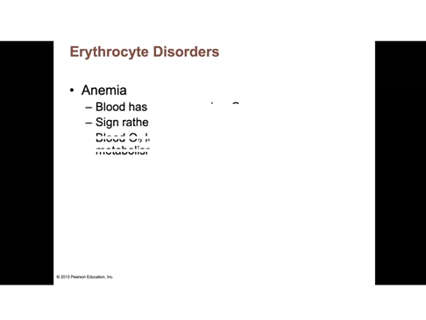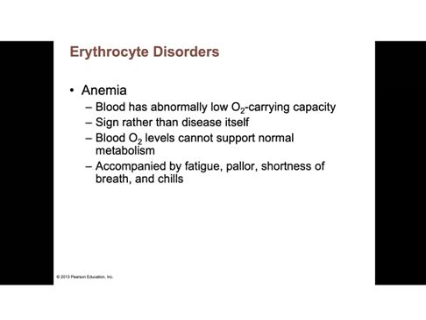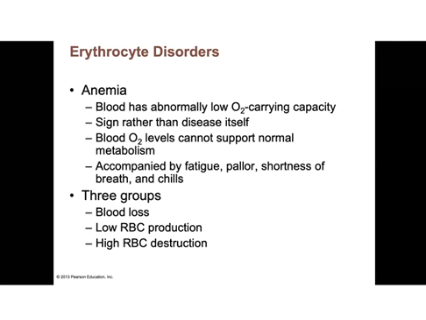Anemia is just low oxygen carrying capacity in the blood. It's usually a sign of a different condition rather than the condition on its own. Blood oxygen levels can't support normal metabolism, so often what we see is fatigue, pallor, shortness of breath, and chills in individuals that have anemia. Three groups of anemia include blood loss anemia, low red blood cell production anemia, and high red blood cell destruction anemia. All of these result in a lower crit.